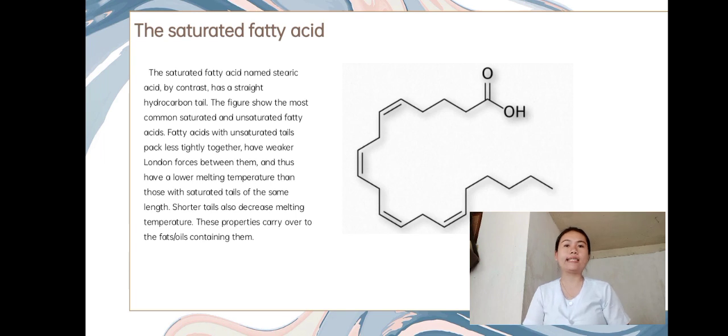Saturated fatty acid is named stearic acid. It has a straight hydrocarbon tail. You can see it in the picture, right? The hydrocarbon tails are long. Fatty acids with unsaturated tails pack less tightly together and have weaker London forces. London forces are inducible. So those have a lower melting temperature than those with saturated tails of the same length. Shorter tails also decrease the melting temperature. This property carries over to the fats containing them.